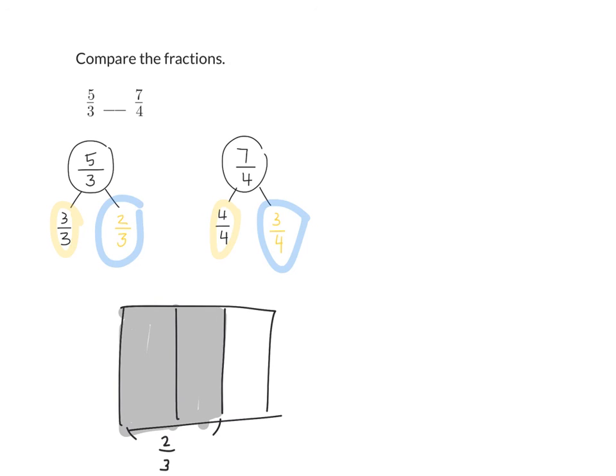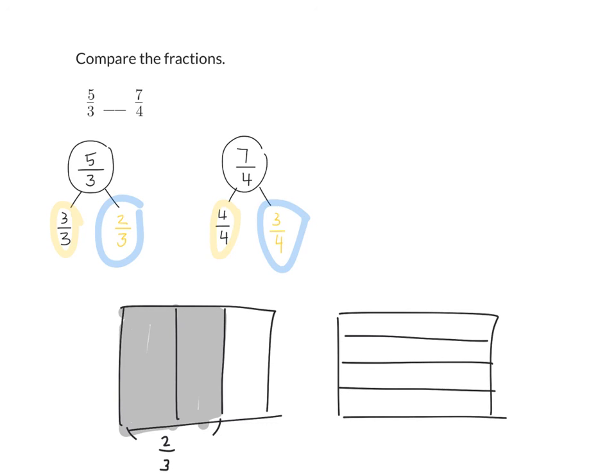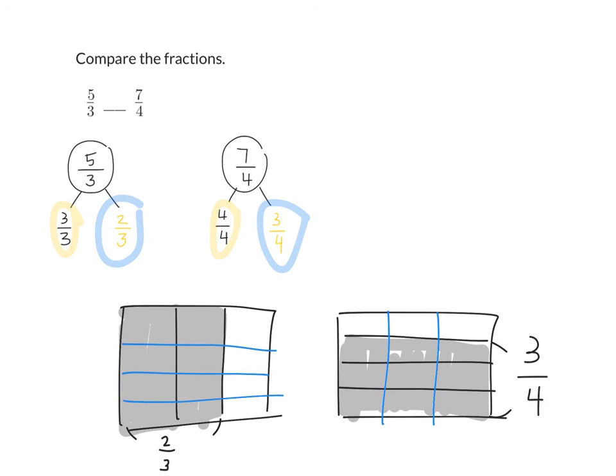Okay. Next, I have 3/4. So I'm going to make these ones go right and left. And I'm going to color in 3 of them. Okay. Now, if I were to overlap those lines, I'd have to draw these lines like this and these lines like this. Do you guys agree? Did I change how much was shaded in? Did I change the value of any of those fractions?